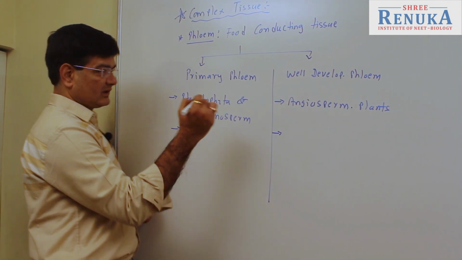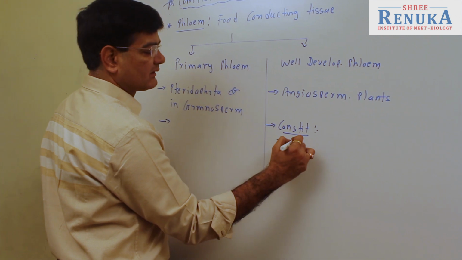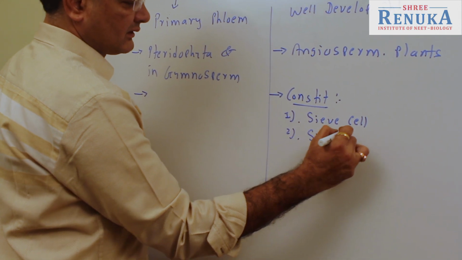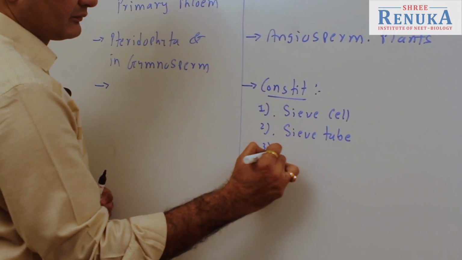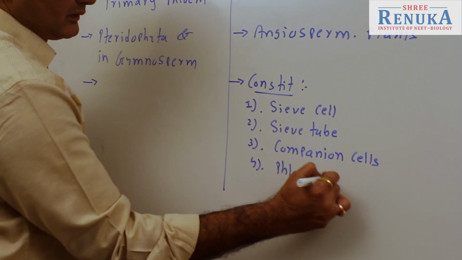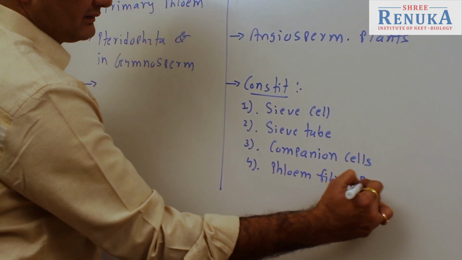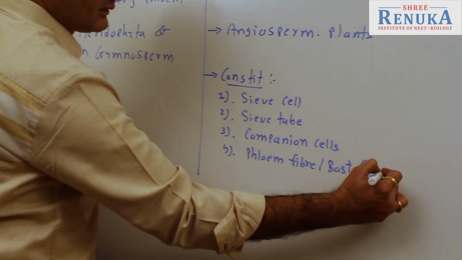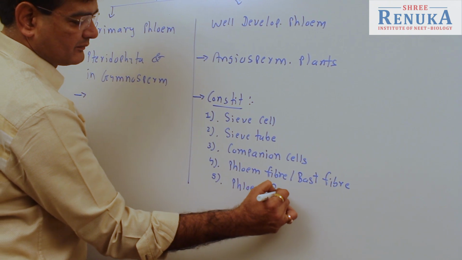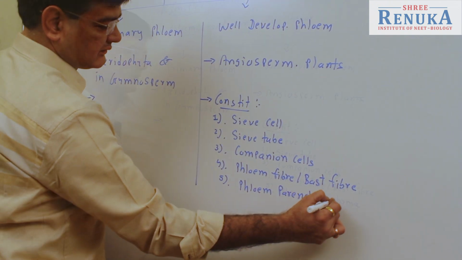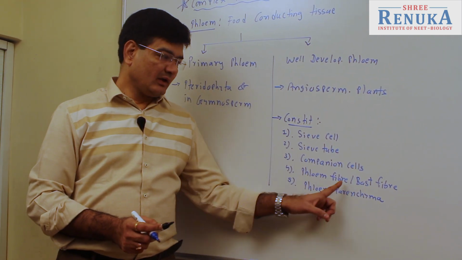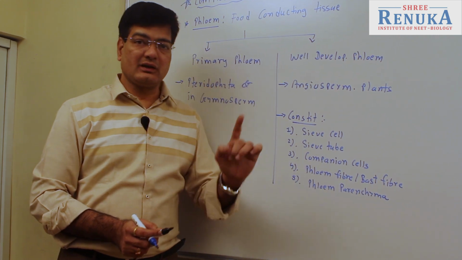The basic difference in well-developed and primary phloem is in the presence of its constituents. If we talk about the constituents in the well-developed phloem, these are sieve cell, sieve tube, companion cells, phloem fiber, also called bast fiber, as well as phloem parenchyma. Phloem is a living conducting tissue. Only the single unit, that is called phloem fiber or the bast fiber, is non-living in it.